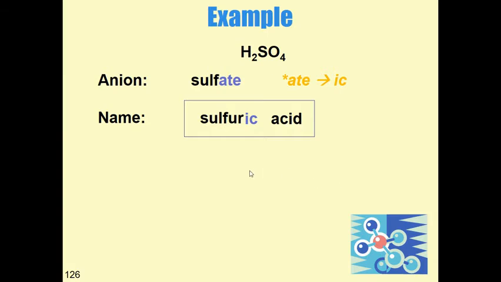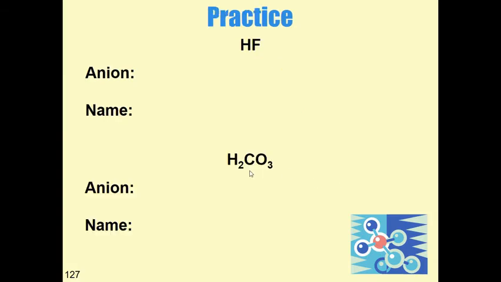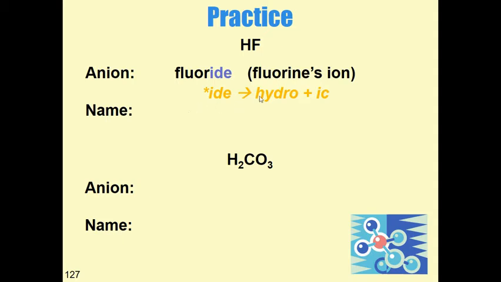Okay, let's practice another one. We have HF. What is our anion here? Our anion here is fluoride, ends in ide. So we're going to add the prefix hydro, and then we're going to replace the ide with ic, and then add the word acid. So hydrofluoric acid. If you see a hydro and an ic, that's because it came from an ide.